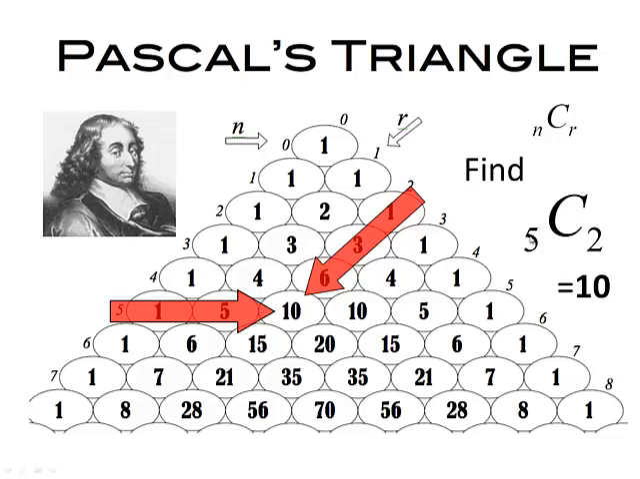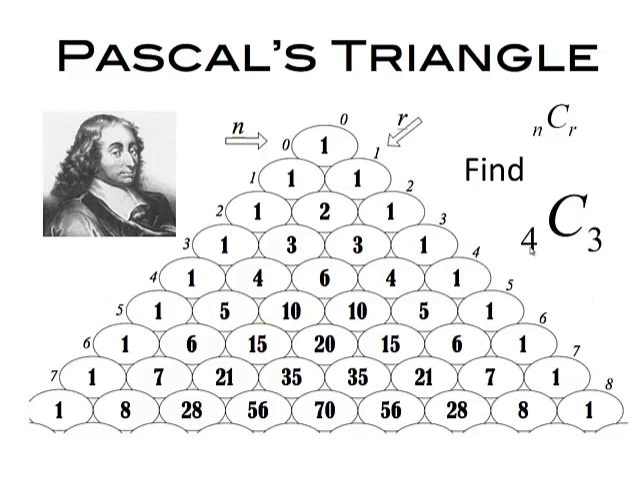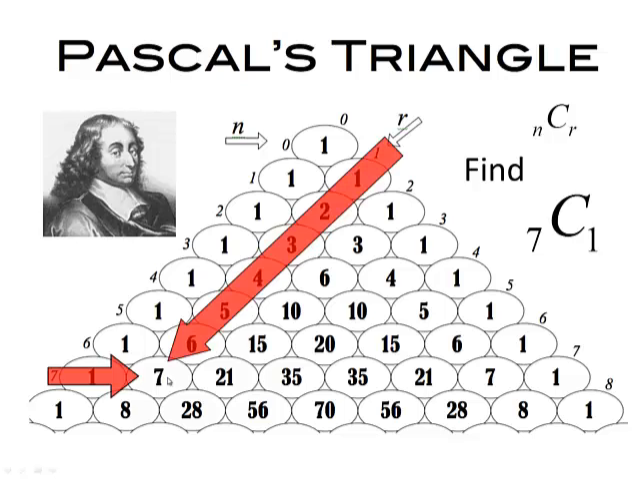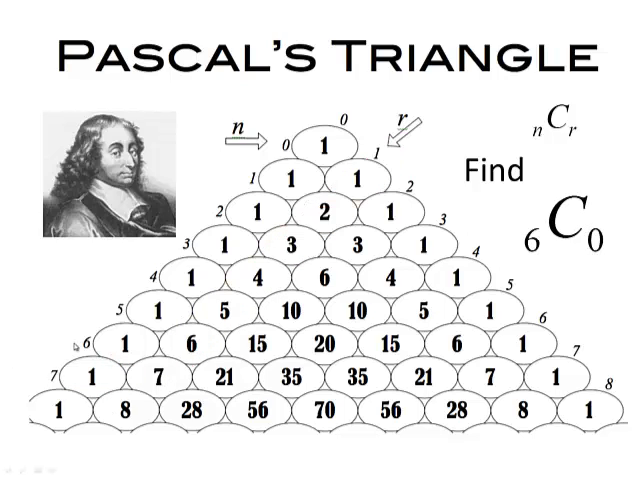Okay, so we read this as 5 choose 2. That equals 10. How about 4 things, choose 3. So 4C3. 4C3 would be 4. And how about 7C1? 7C1 is 7. And what about 6C0? 6C0. Anything choose 0 is always going to be 1. And anything choose 1 is always going to be that number. Okay.